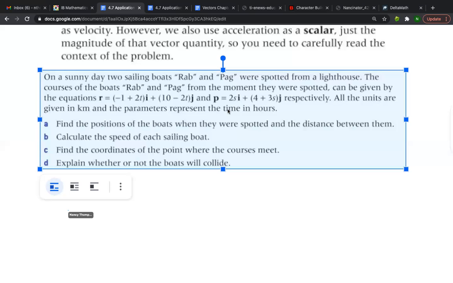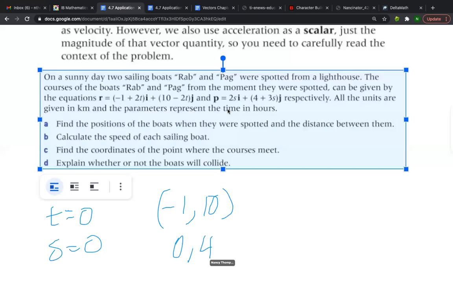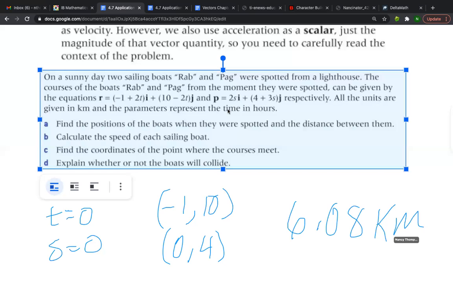So when I say that t equals 0 and s equals 0, the 2 points that you should get are (-1, 10) and (0, 4). When you plug those into the two equations that they give you, these are the 2 points. And then you're just going to use the distance formula, which is something that you should know how to do by now. And once you do, you should come up with 6.08 kilometers. That's the distance between them. So that's part A.